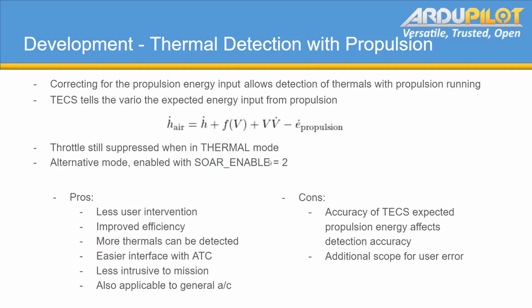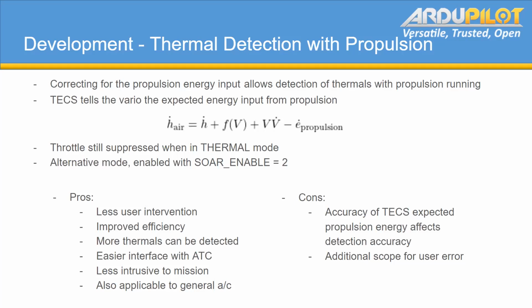Right now it's implemented for testing, it's not yet PR'd as a separate soaring mode. If you set soar enable to 2 rather than 1, you get this behavior. So the pros are that you reduce the user intervention. For these very long missions, obviously this isn't relevant to most users, but if you're doing very long missions, you don't have to make a decision about when to enable soaring. You can actually have it enabled all the time because there's no trade-off with this increased power consumption. You improve the efficiency while you're waiting for thermals to fill in.